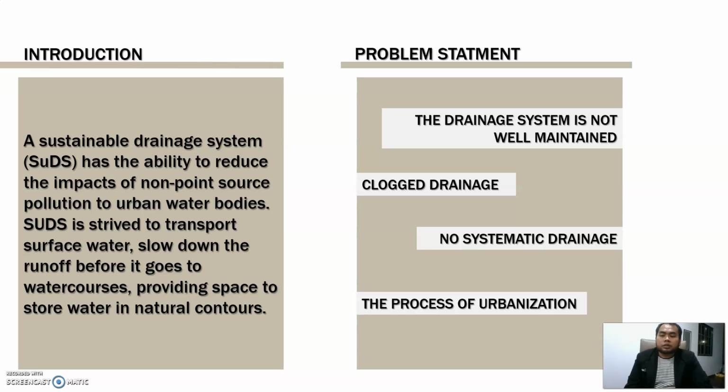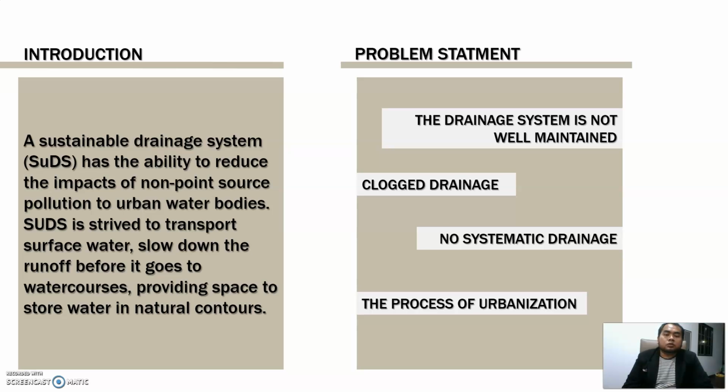For the introduction, a sustainable drainage system has the ability to reduce the impact of non-point source pollution to urban water bodies. SUDS can divert and transport surface water, slow down the runoff before it goes to the watercourse, and provide space for stormwater in a natural contour.